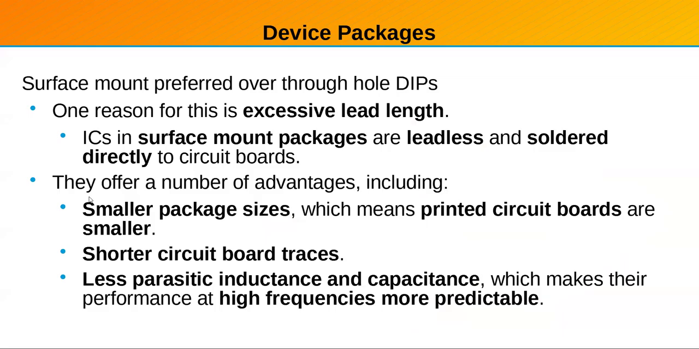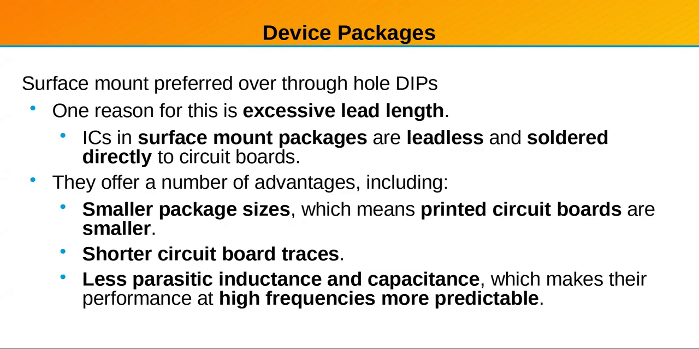Okay, so one of the reasons why things have switched over to surface mount is to get rid of the excessive lead length that you'd have in a through-hole device. So you can get rid of that extra inductance. You can operate at much higher frequencies. Their packages are much smaller, so you can make it more compact and I guess generate less heat.